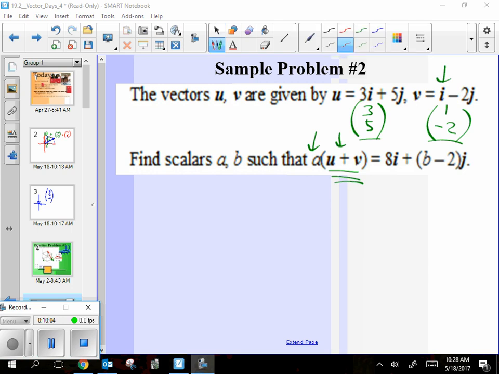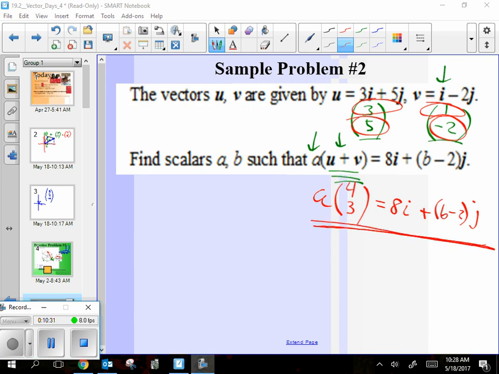Hopefully you started by adding these two together. It's this simple: 4 and 5 and negative 2 makes 3. Do you agree it's 4, 3? Okay, next we have a times that equals 8i plus b minus 2 times j. Well, it'd be nice if this had i's and j's in it, wouldn't it? So that it was all i's and j's.